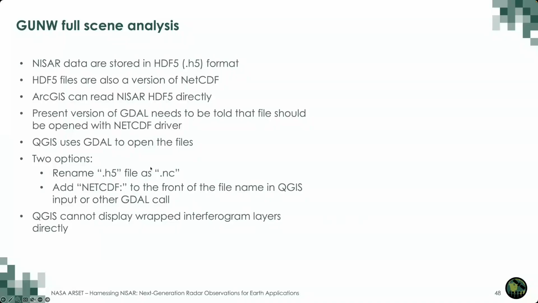So I recommend, if you're going to open in QGIS, to use this renaming option. But this NetCDF colon can be used for doing other GDAL operations that you can do from the command line or other ways. And as I mentioned earlier, QGIS cannot display the wrapped interferogram layers in the GUNW file because those are complex numbers, and QGIS doesn't know what to do with complex numbers. I'm going to stop here and go to QGIS.